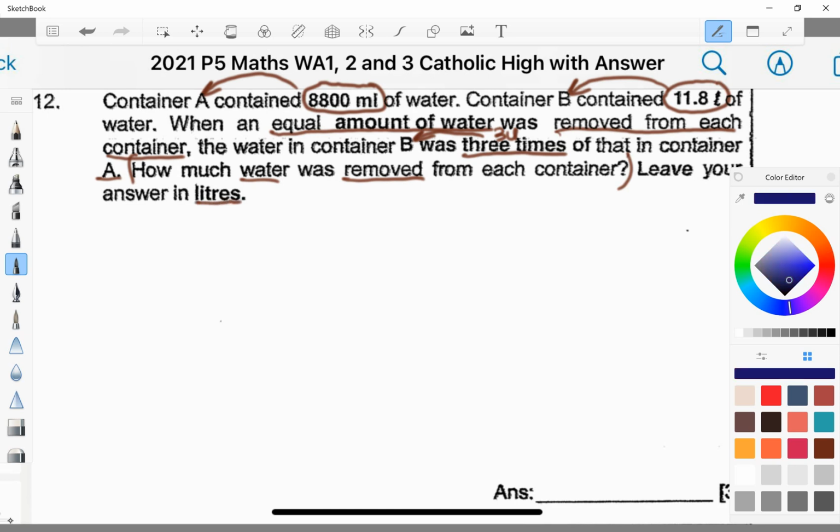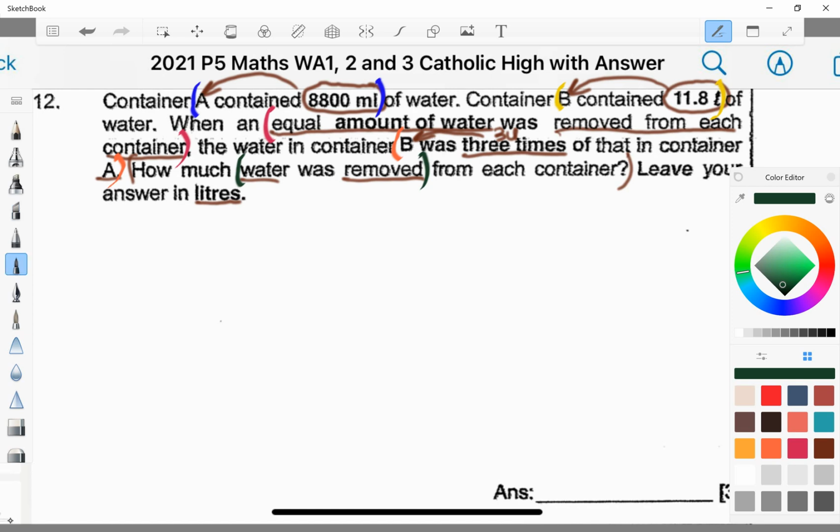Okay, so having done the basic annotation in pencil, let us use our highlighters. So first information, A has 8,800 ml of water, followed by Y for yellow. B has 11.8 liters. Next, the key phrase, equal amount of water removed from each container. O for orange, B was 3 times that of A, and last but not least, G for green. We need to find the water that's removed from each container.